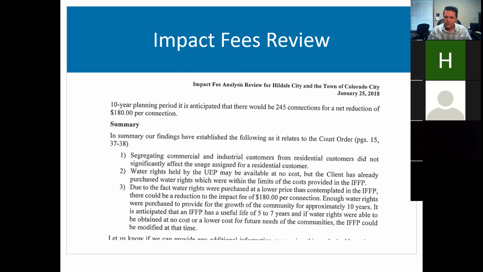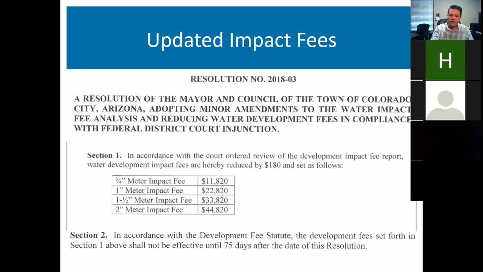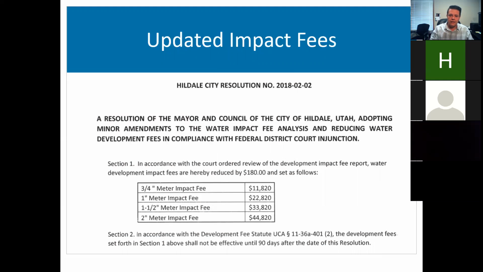What they did find, though, is that splitting out those commercial industrial from residential didn't actually significantly affect the usage projections. What did make a difference was the water rights. There were water rights the city had acquired, and it was different from the cost projections in the original impact fee analysis. So they did redo the math and found out that there was a difference in $180. So Colorado City adopted a resolution, as did Hildale City, changing those water meter impact fees to reflect the $180 change.